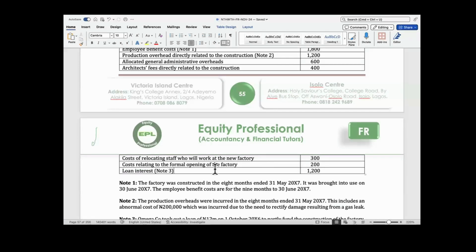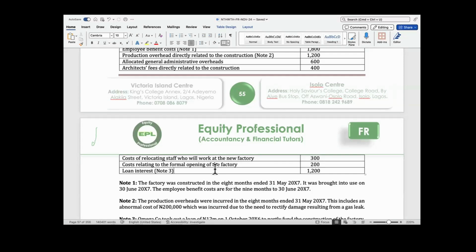Now, loan interest. I think this one is capitalize. Hold on. There's a note relating to that one that I told you, that you borrowed money and you now paid interest. I was emphasizing that it has to be money you borrow to construct, not to purchase. Because if it is money borrowed to purchase, that one you expense, because the asset is ready.